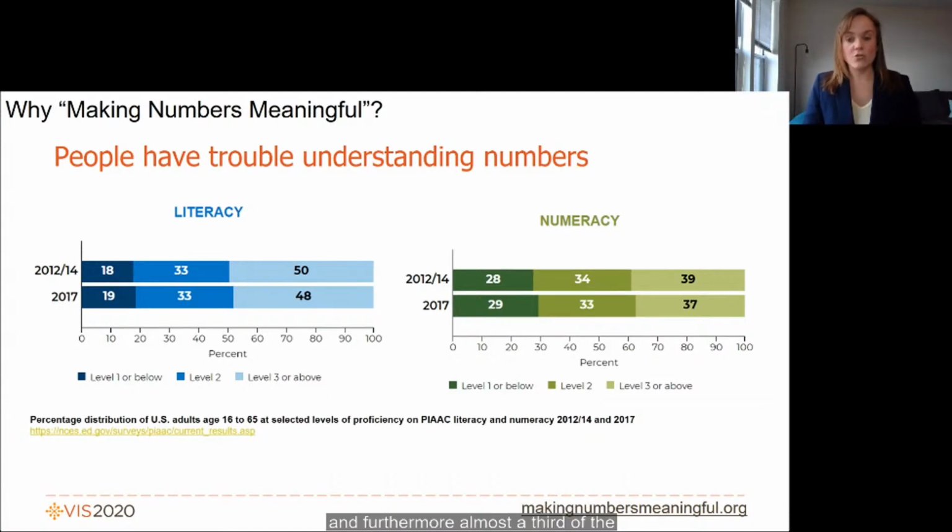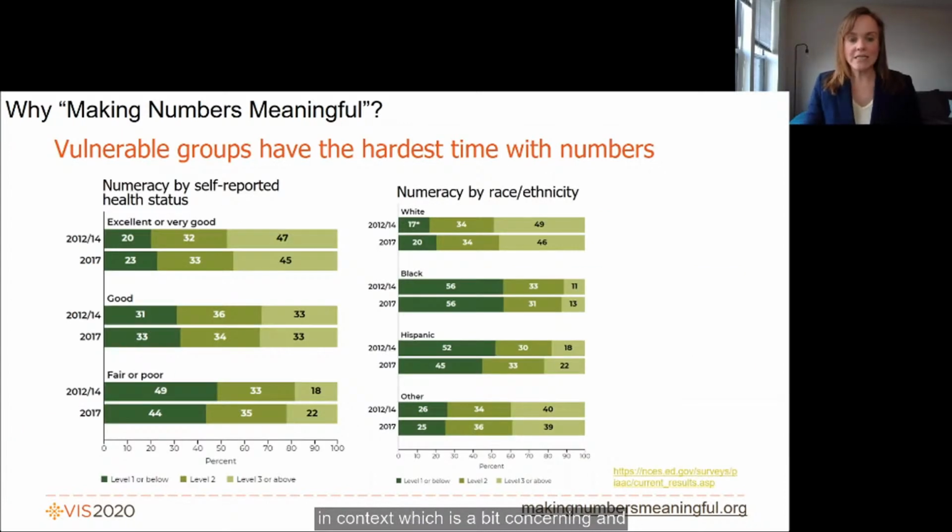And furthermore, almost a third of the population fell into this lowest level of being able to interpret numbers, which involved doing simple one-step calculations in context, which is a bit concerning. And to make matters worse, unfortunately, there's also a lot of disparities related to being able to interpret numbers.